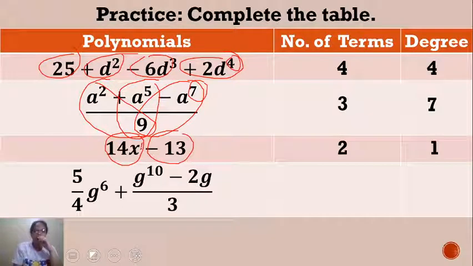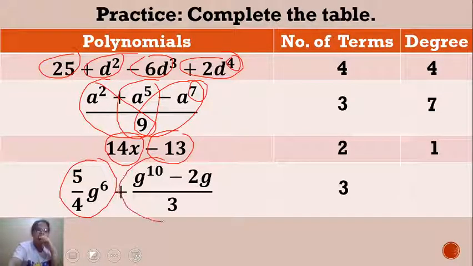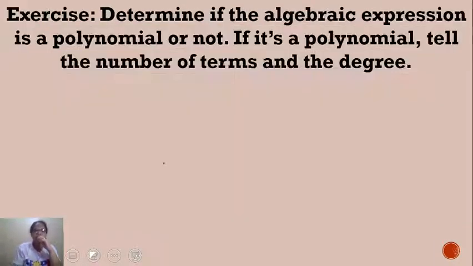5/4 g to the 6th plus g to the 10th minus 2g all over 3. How many terms are there? There are 3. 5/4 g to the 6th, g to the 10th over 3, and negative 2g over 3. And what's the degree? That is 10, the highest exponent of g.